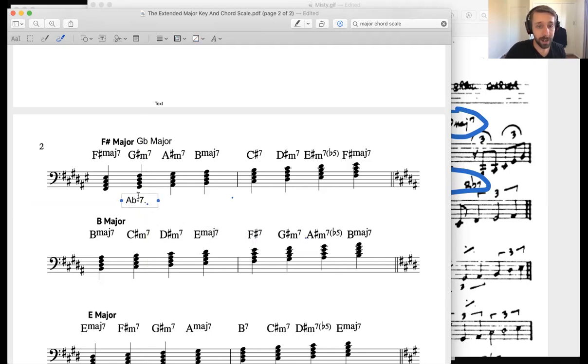So G sharp minor 7, A flat minor 7, the same exact thing, just spelled in different ways. And then also D flat 7, again, same as C sharp 7, just a different name for the same thing. But that's where this is coming from. It's coming from the key of G flat major.